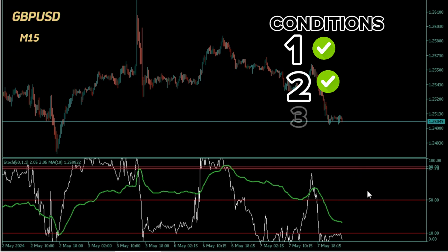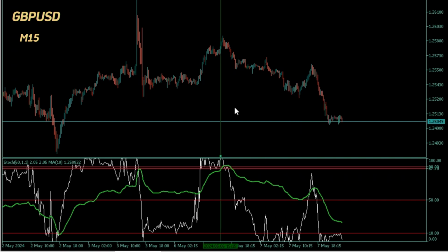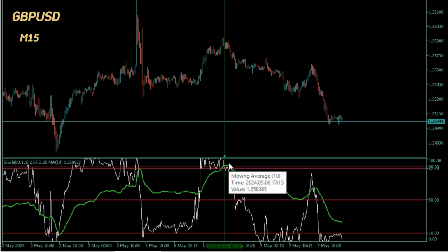Then the third condition is the 10 exponential moving average must be crossed when it's above the 90 level. As you can see here, the 10 was crossed when it's above the 90 level. Let me put this line such that you can see it was crossed when it was above the 90 level. So all our conditions have been met. So what we have to do is place our sell trade right here.